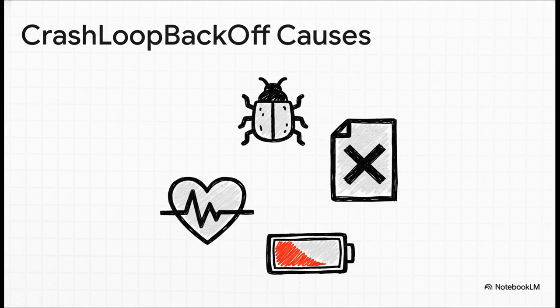So if you see this, where do you even start looking? Well, it's almost always one of these usual suspects. Could be a bug in your code, a typo in an environment variable, a required config file that's missing, or maybe you're just not giving the poor container enough memory or CPU to actually run.